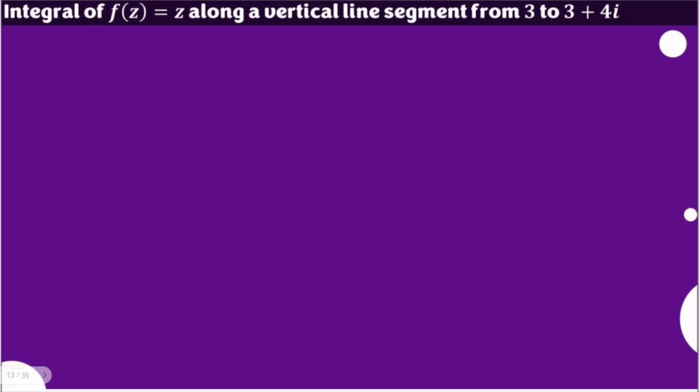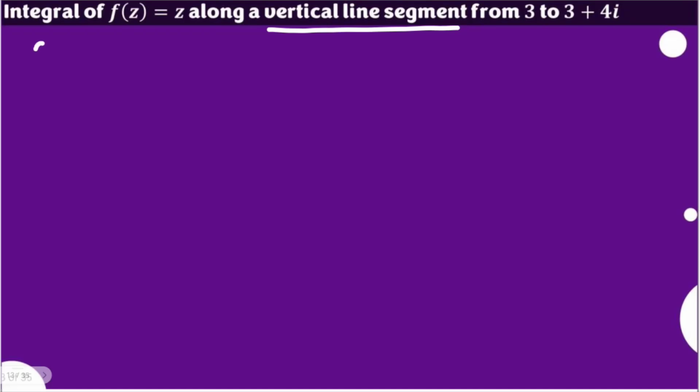The next item here is the integration of the given function f of z equal to z along a vertical line segment from 3 to 3 plus 4i. Take note that the path here is a vertical line segment. Hence, we're going to use here the parameterization of the path for a vertical line segment.